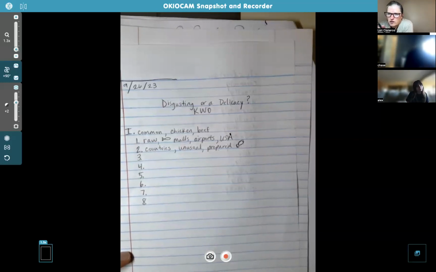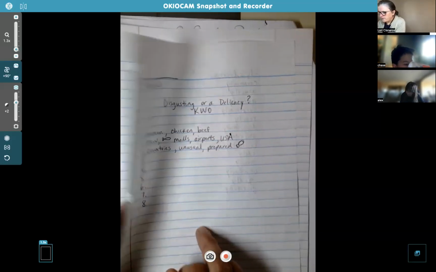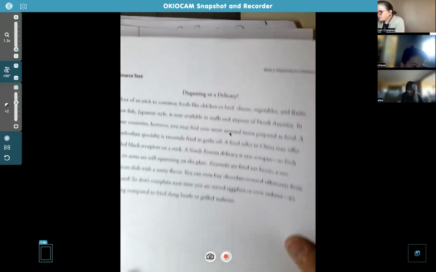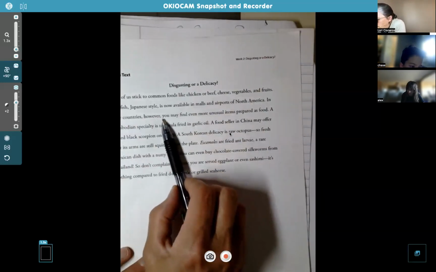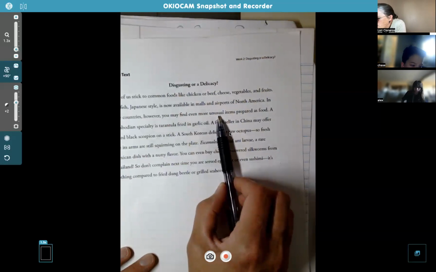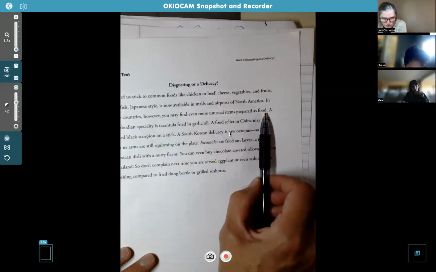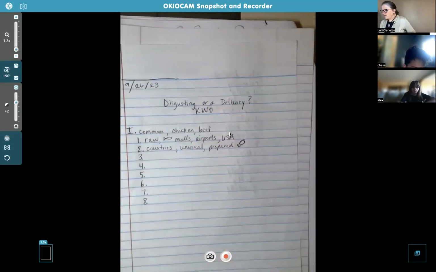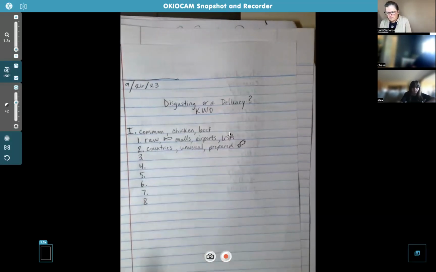That kind of implies that it's unusual because of how they prepare it, but it's actually the type of food. Let's look back at the original. If you ever get stuck on one, you can always peek at the original. Let's see, where's it at? What did it say there? In some countries, however, you may find even more unusual items prepared as food. Oh, that's how it's worded. Prepared as food. So try that one more time now that we know what the original meaning is.